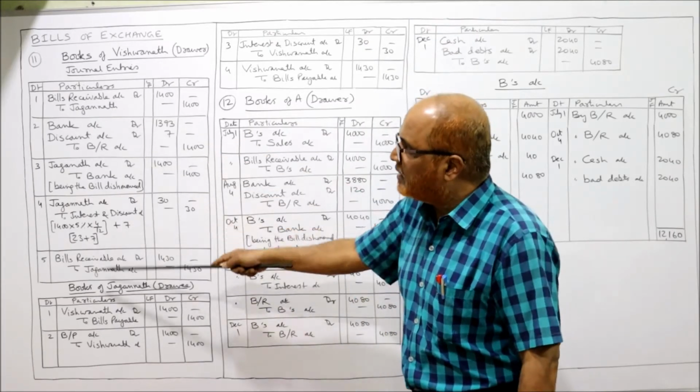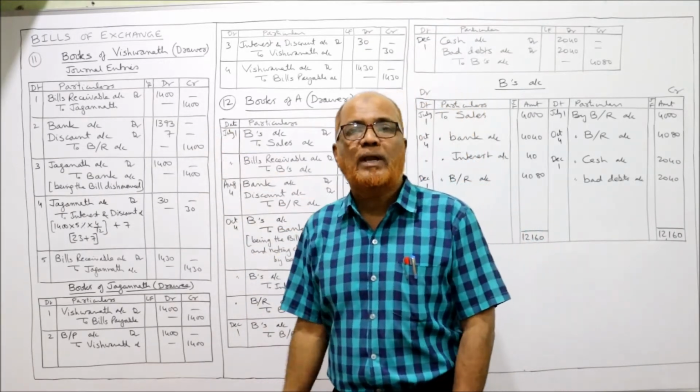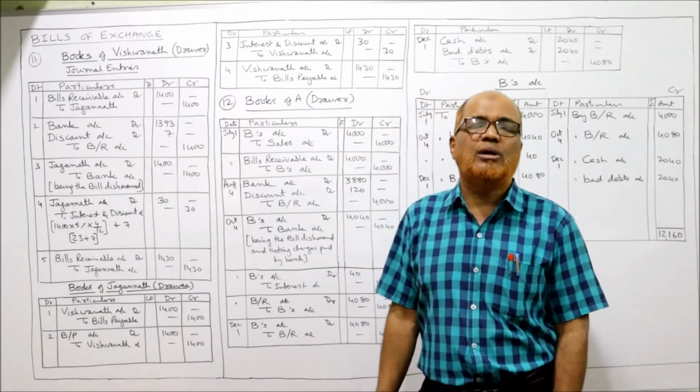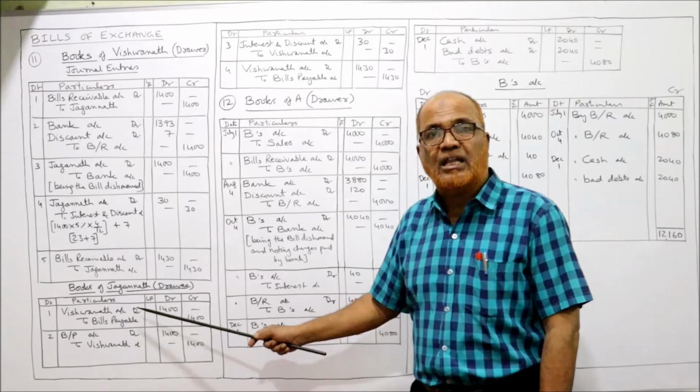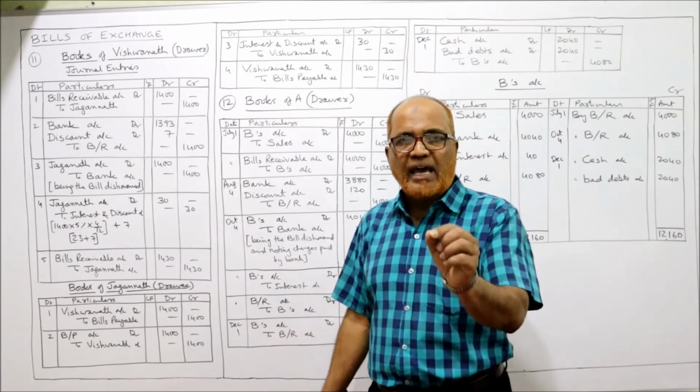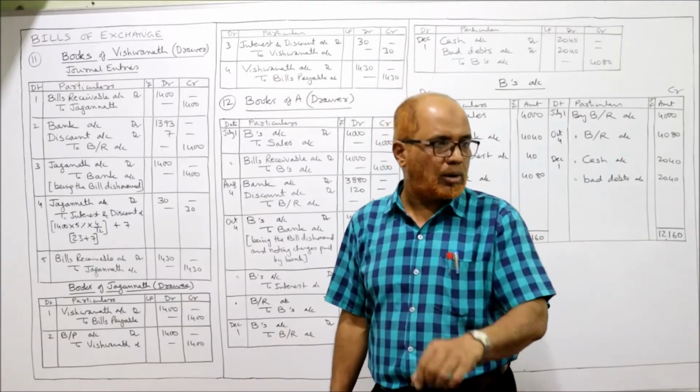So these are the journal entries in the books of Vishwanath, the Drawer. Now it is asking you to make the journal entries in the books of the Drawee, Jagannath. Jagannath is the Drawee. First, when he accepts the bill, it is called bills payable.